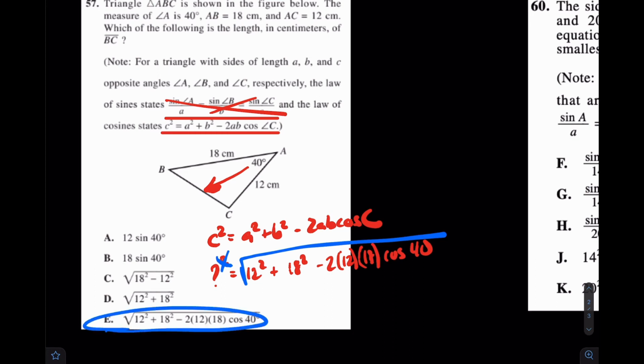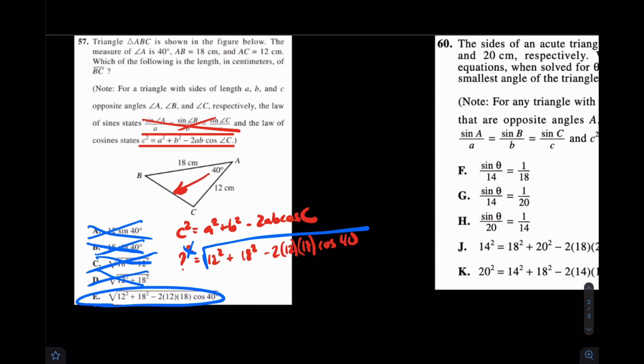And this question is actually even easier than it seems to be, because look at A. A is right triangle trig. B is right triangle trig, SOHCAHTOA. C is Pythagorean theorem. D is Pythagorean theorem. Just by process of elimination, we could have come to the conclusion that the answer is just E, straight up.